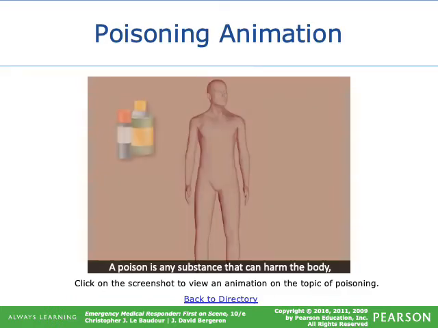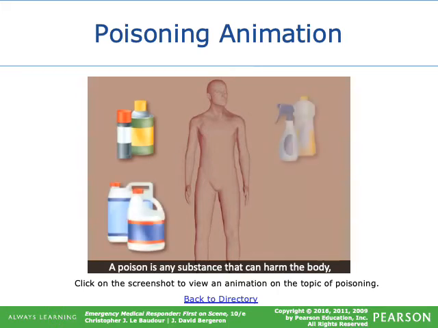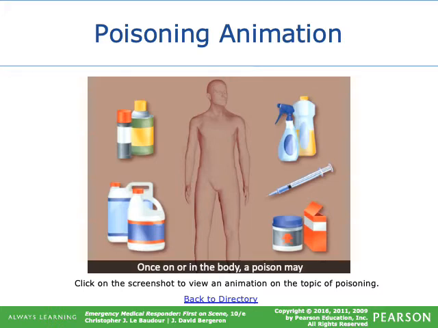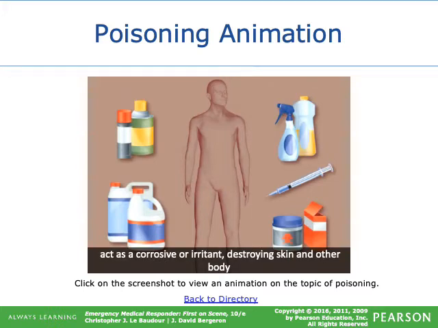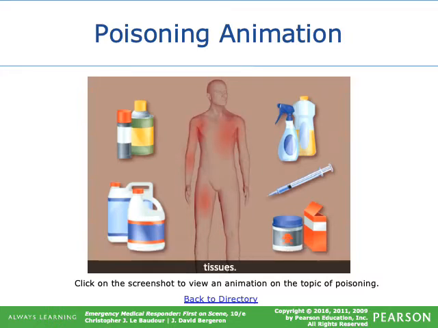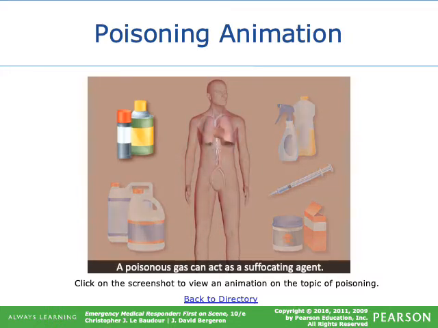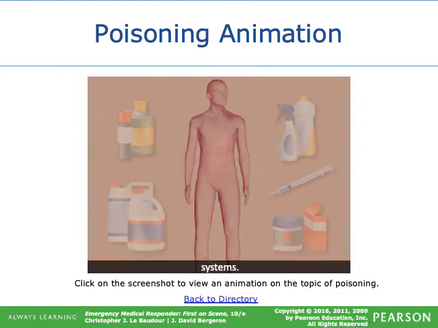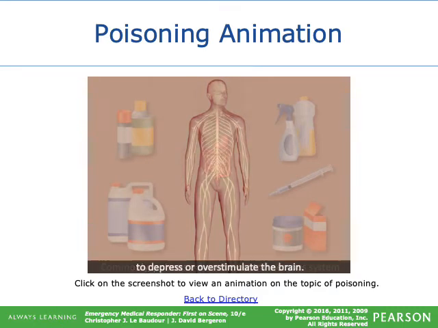A poison is any substance that can harm the body, sometimes seriously enough to create a medical emergency. Once on or in the body, a poison may act as a corrosive or irritant, destroying skin and other body tissues. A poisonous gas can act as a suffocating agent. Systemic poisons harm the entire body or specific organ systems. Commonly, poisons act on the central nervous system to depress or overstimulate the brain.